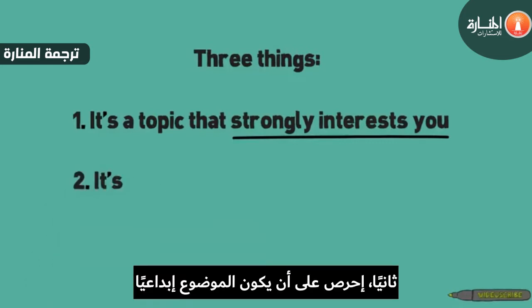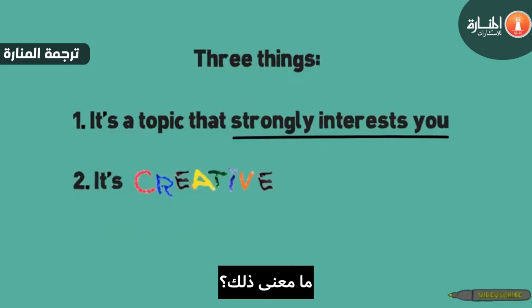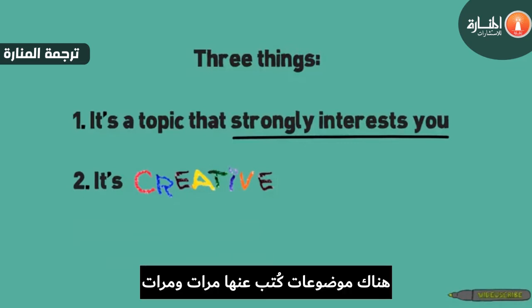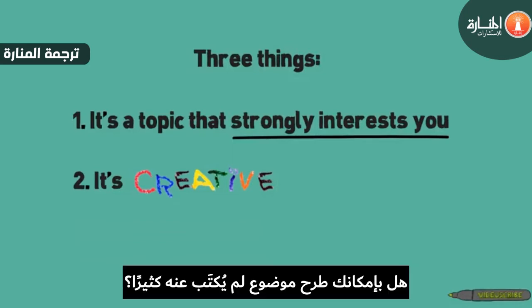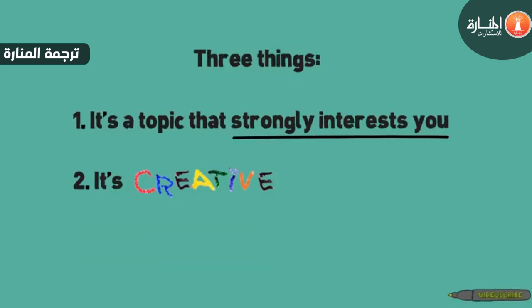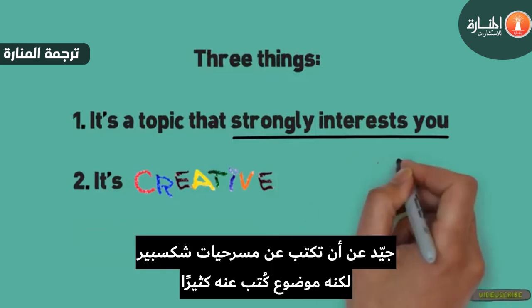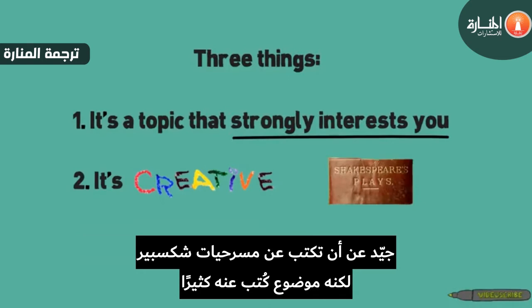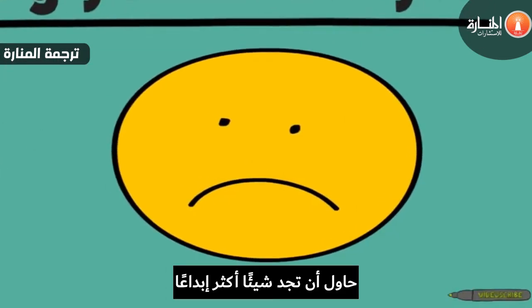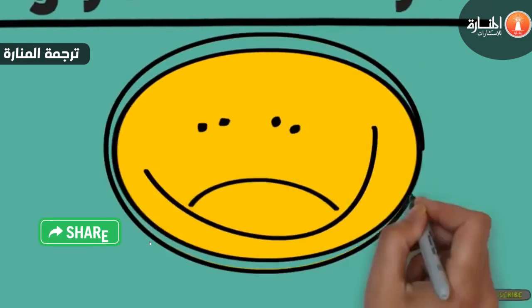Second, make sure your topic is creative. What do we mean by that? Well, there are some topics that have just been written about over and over and over again. Can you come up with a topic that perhaps hasn't been covered that much? Try to pick something that is creative and exciting to you and your peers. Writing about Shakespeare's dramas is great, but that topic in itself has been covered extensively. So try to find something that might be a little more creative than that.